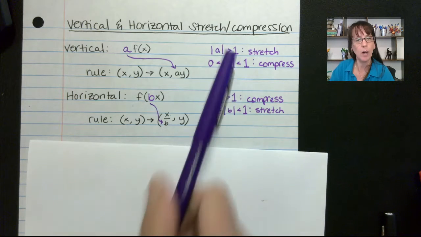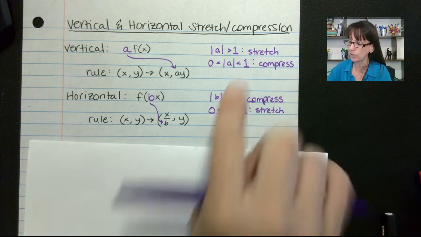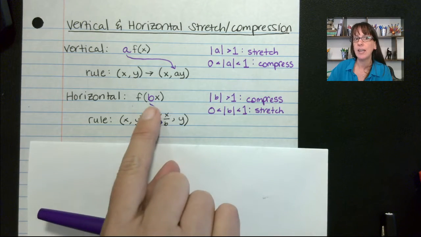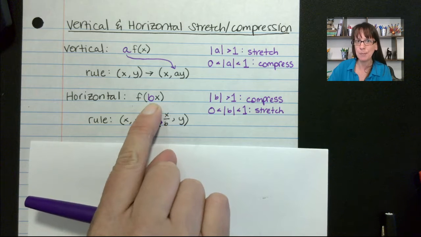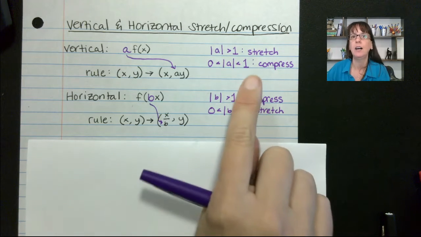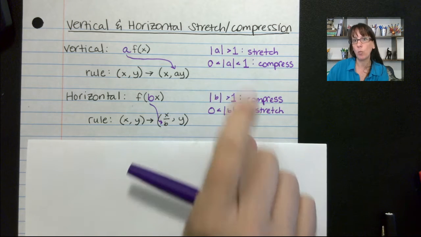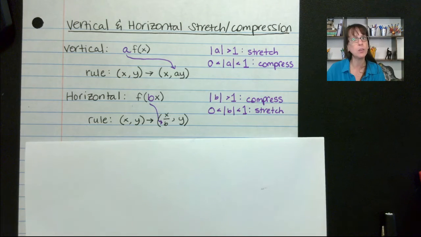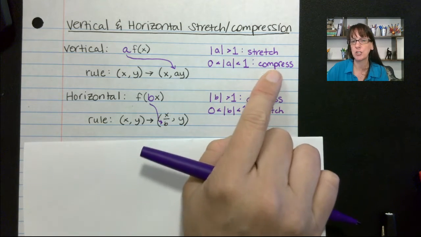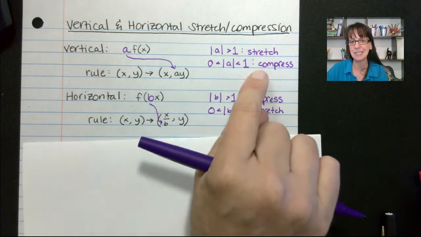If it's greater than 1, so 2, 3, 4, and so on, it's going to be a vertical stretch. If it's greater than 1 and it's attached to your x, it's the opposite. We're going to be compressing it down. If it is between 0 and 1, so something like 1/2, 2/3, 1/4, it is going to be a compression. So this is going to be skinny, this is going to be fat.